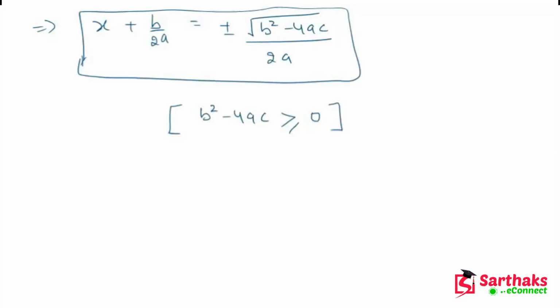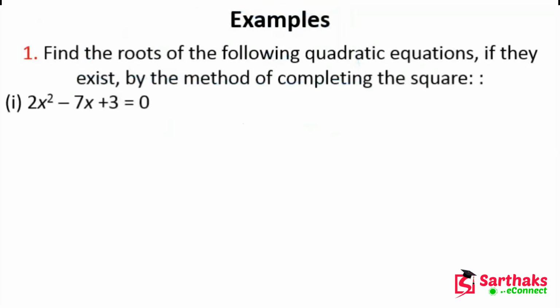So now let's come to some examples. Question number 1: find the roots of the following quadratic equation, if they exist, by the method of completing the square. Now we have the equation 2x square minus 7x plus 3 equals 0. This is in the standard form, but we have to make the coefficient of x square as 1.